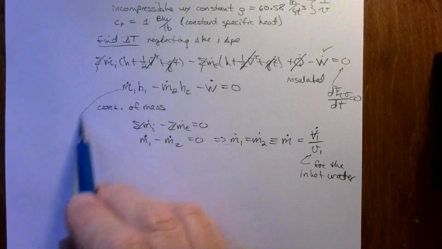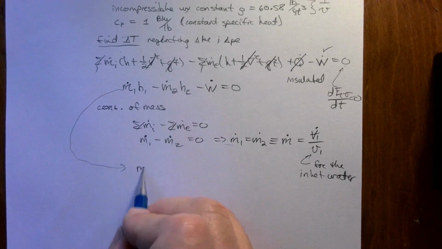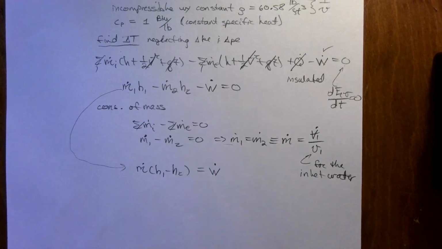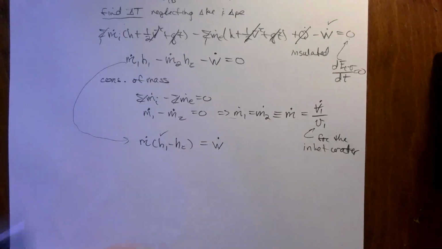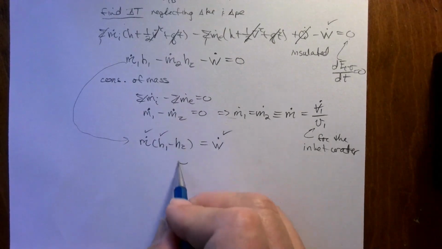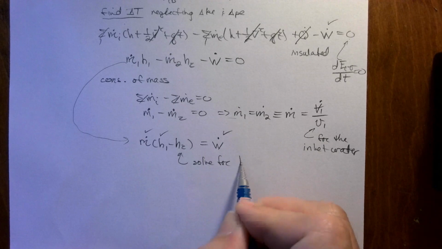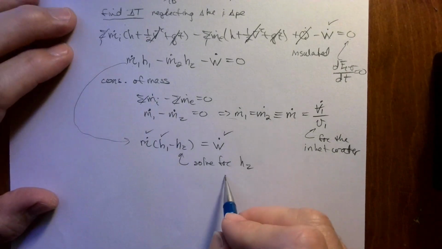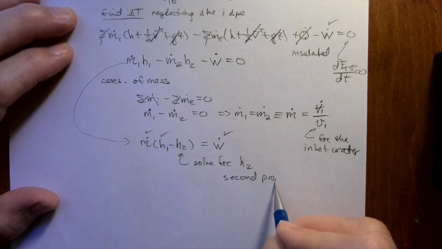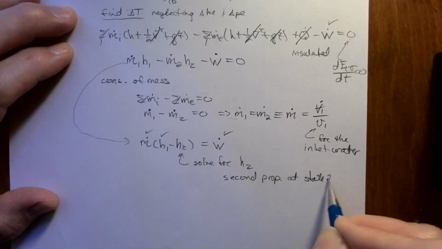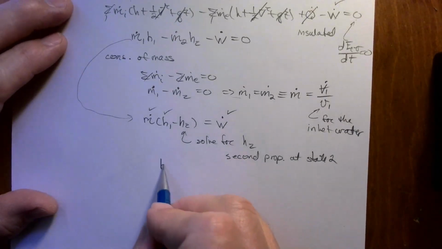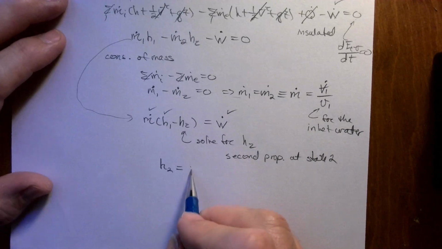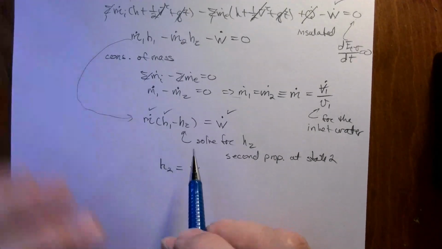Now let's take this and adjust this equation a little bit. m dot times h1 minus h2 is equal to the W dot. State 1 is defined, the mass flow rate we have, and that one we have. Right, we can solve for h2 to try to give us the temperature at 2. Gives us a second property. This is a second property at state 2. Alright, so h2 is equal to W dot. Let's see how this is going to work.